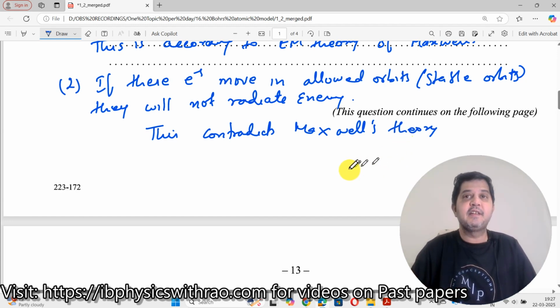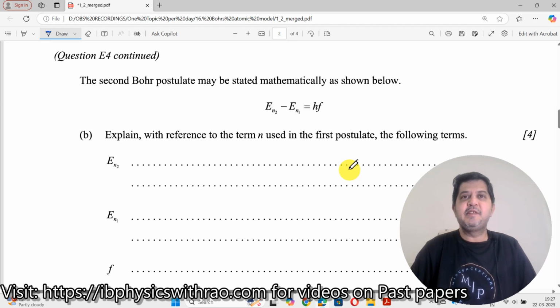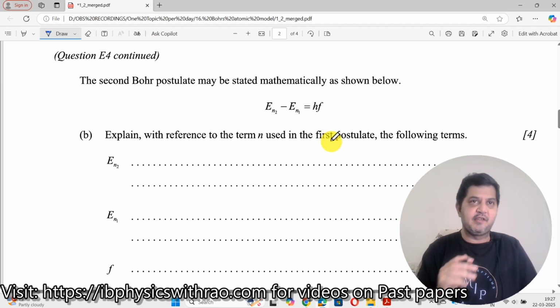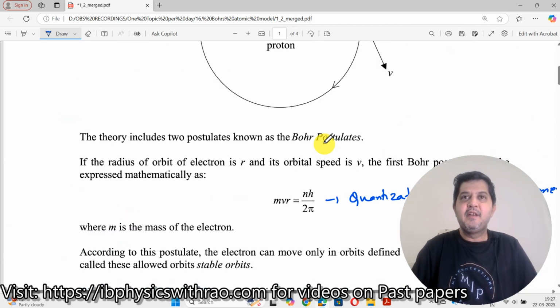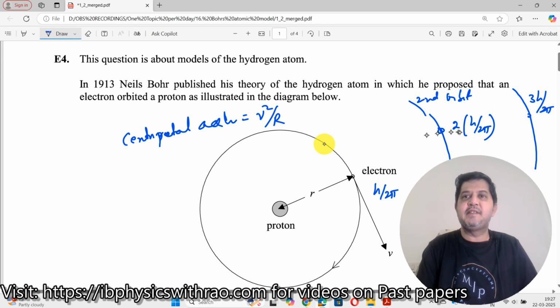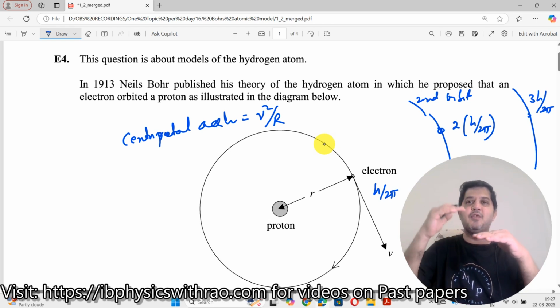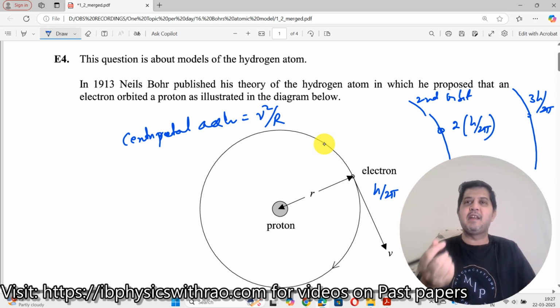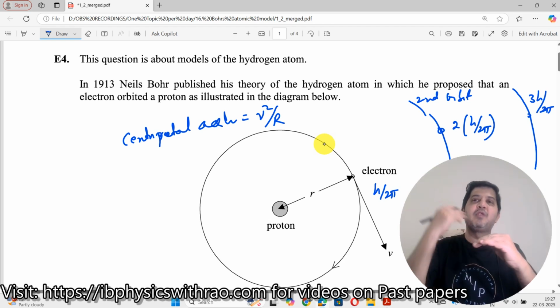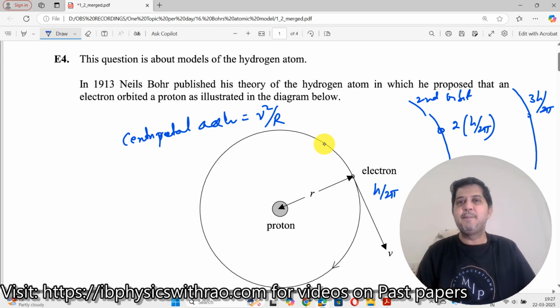Okay, next. The second Bohr's postulate may be stated mathematically as shown: En2 minus En1 is equal to hf. Let me explain what the second Bohr's postulate is. Let me go back to the figure over here. So this is my first orbit, this is my second orbit, this is my third orbit. Now the question is, how will an electron jump from the first orbit to the second orbit? Like, you have a ground floor, first floor, second floor, and so on. How do you make an object go from the ground floor to the first floor? That means you need to provide some energy. You provide some energy and the electron jumps over here.